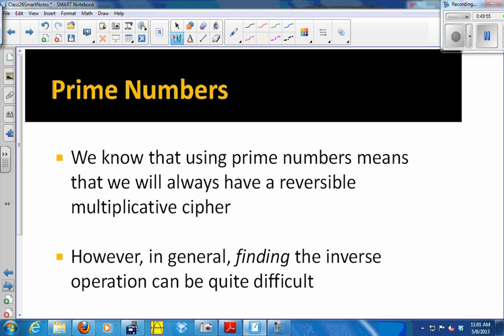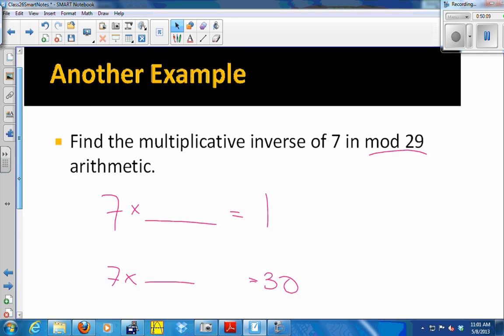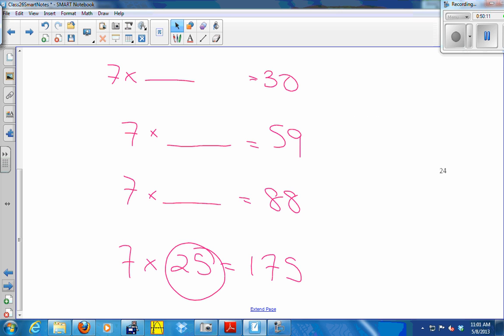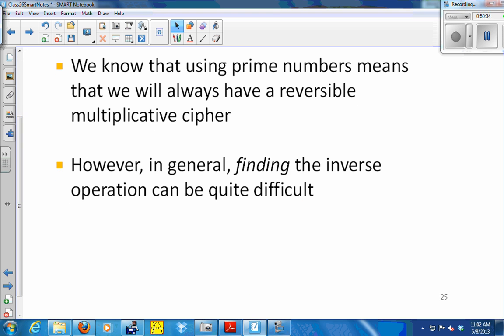All right, so we know using prime numbers means it will always have a reversible multiplicative cipher, but in general, finding the inverse operation can be difficult. We didn't even write them all out. Between 88 and 175, you have to add 29 several more times. So this can take a long time to find, and the bigger your modulus, the longer this can take. 29 is not so large, we can just keep adding 29 and we will find it eventually. But when you have large prime numbers, it gets even more difficult.